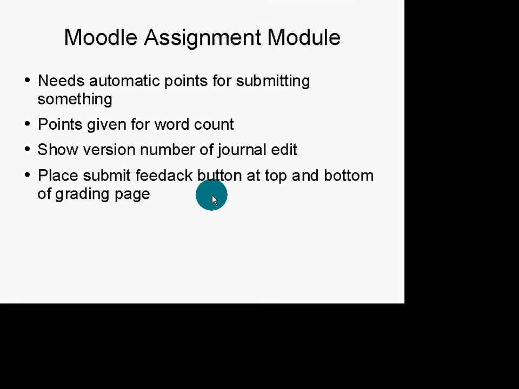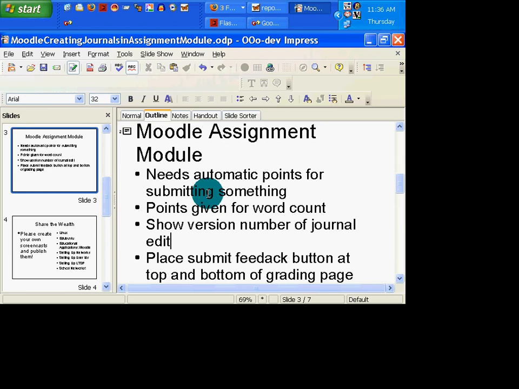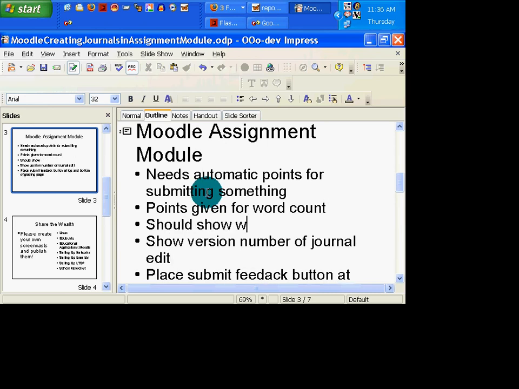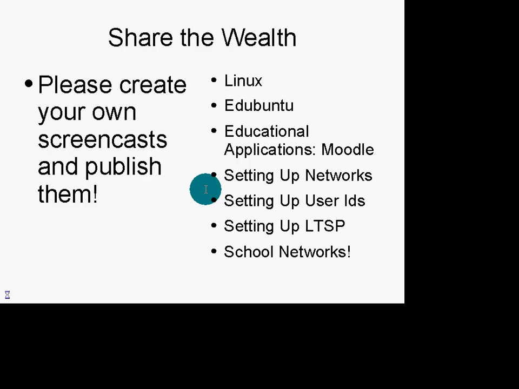Moodle assignment module, it does allow for journals. It needs automatic points for submitting something. Should give points for word count. It should also show word count. And should show version number of journal edit. And please put the submit feedback button at top and bottom of the grading page.